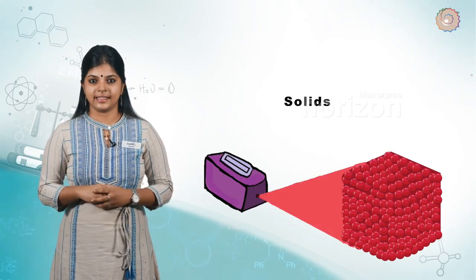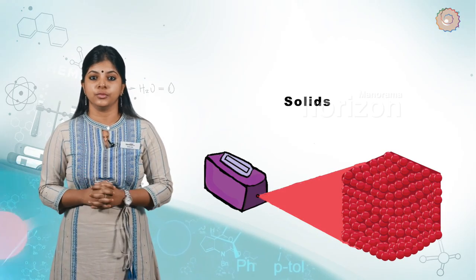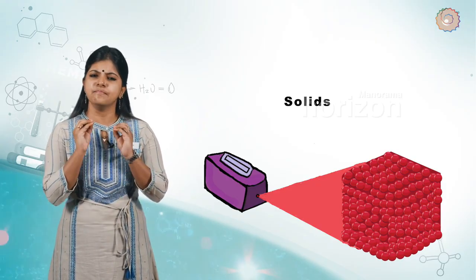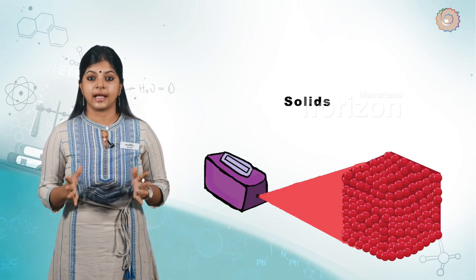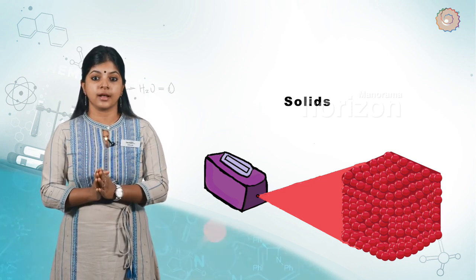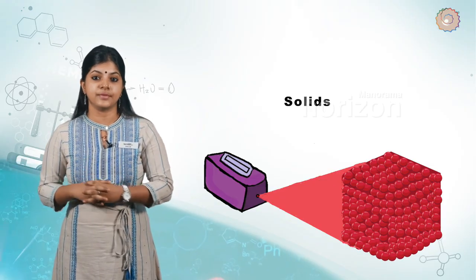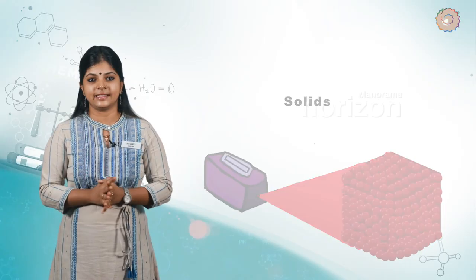Firstly, the solid state. Solids have definite shapes and fixed volumes. The space between the particles of matter is minimum. The force of attraction between the particles is maximum and the movement of particles is minimum. They are least compressible and the rate of diffusion is also least.